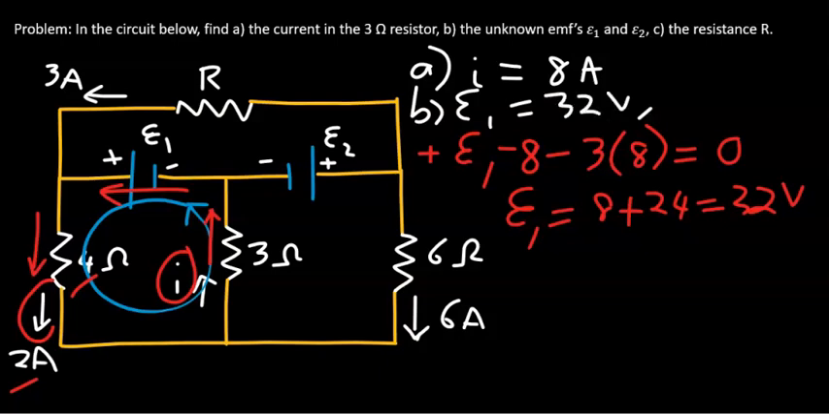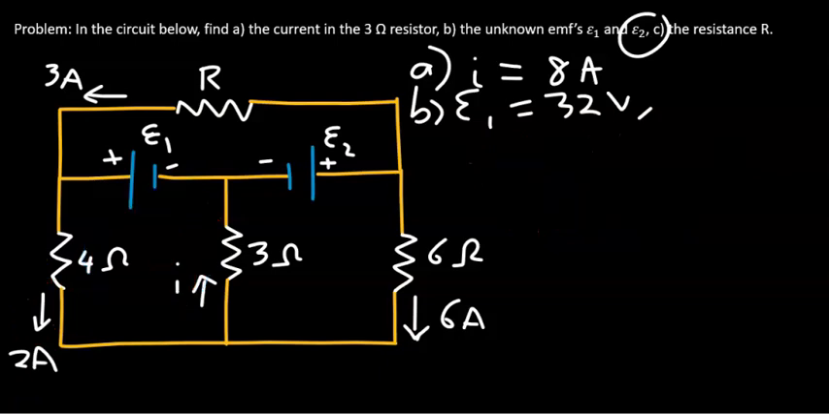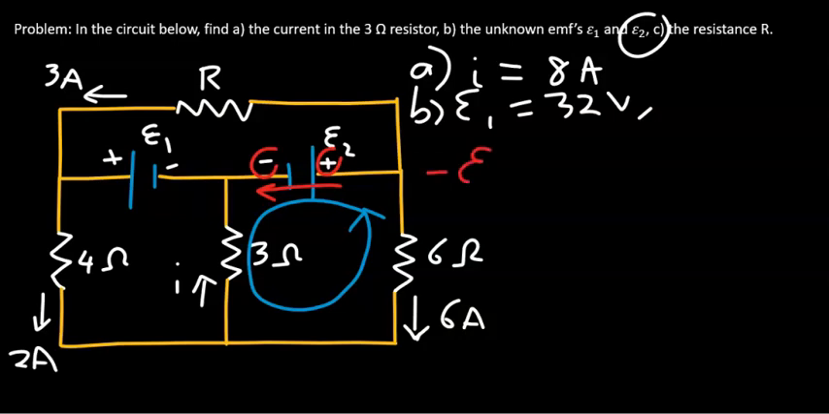Next, we need to determine the unknown EMF E2. To get E2, we can use the following loop. Now let's go through the loop. First, we travel through the EMF E2 from the positive terminal to the negative terminal, so that's going to give you a minus term, minus E2. And then we will go through the 3 ohm resistor in the opposite direction to the current. So that's going to pick up a plus term in the potential difference, plus 3 times I. So 3 times I is 8, so plus 24.